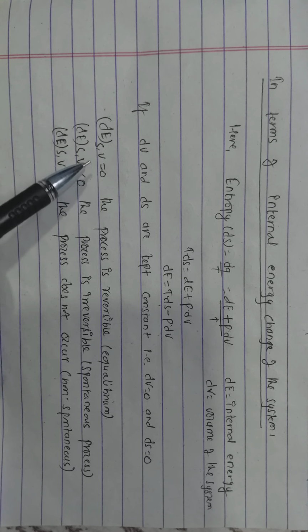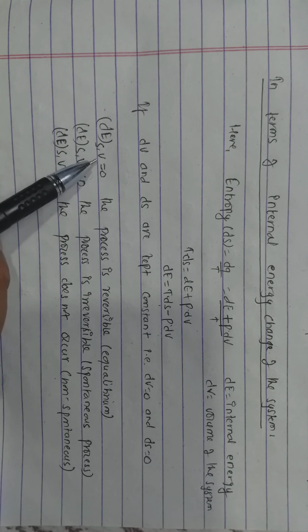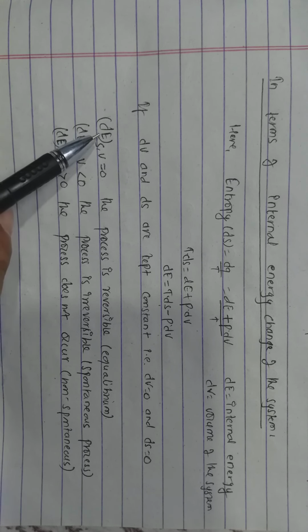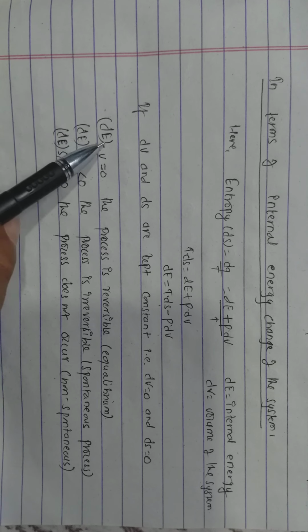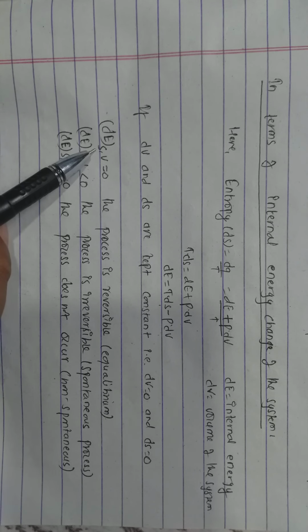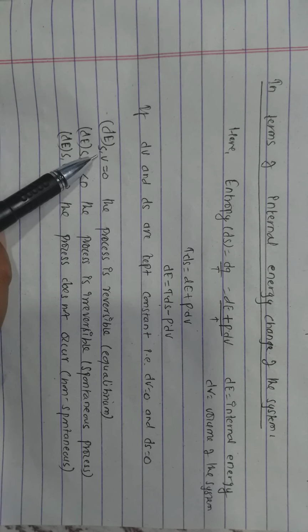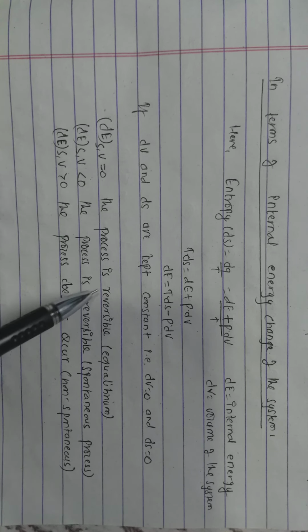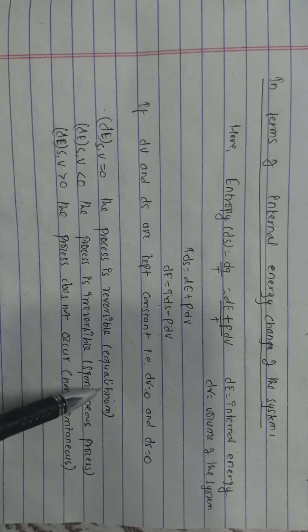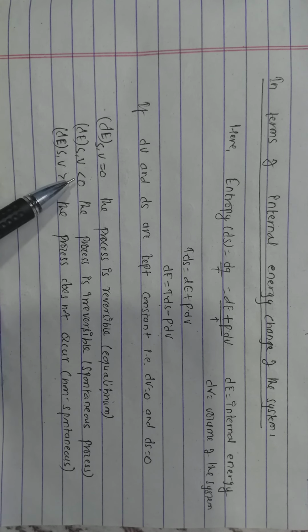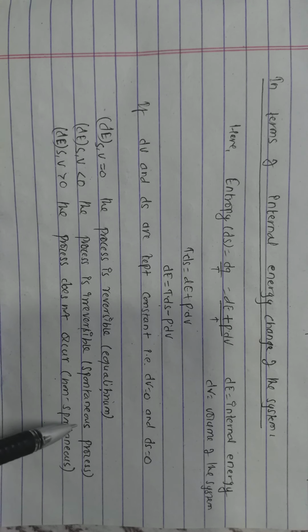At that time, the result we get is that the internal energy change dE at constant entropy and volume is equal to 0, the system is reversible, that is, it is at equilibrium condition. If it is less than 0, then the process is irreversible, that is, a spontaneous process. If it is greater than 0, the process does not occur, that is, it is non-spontaneous.